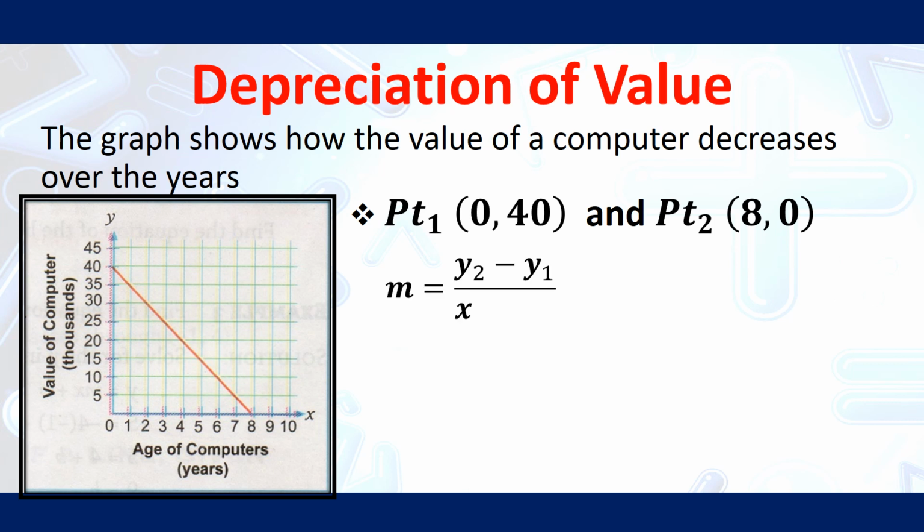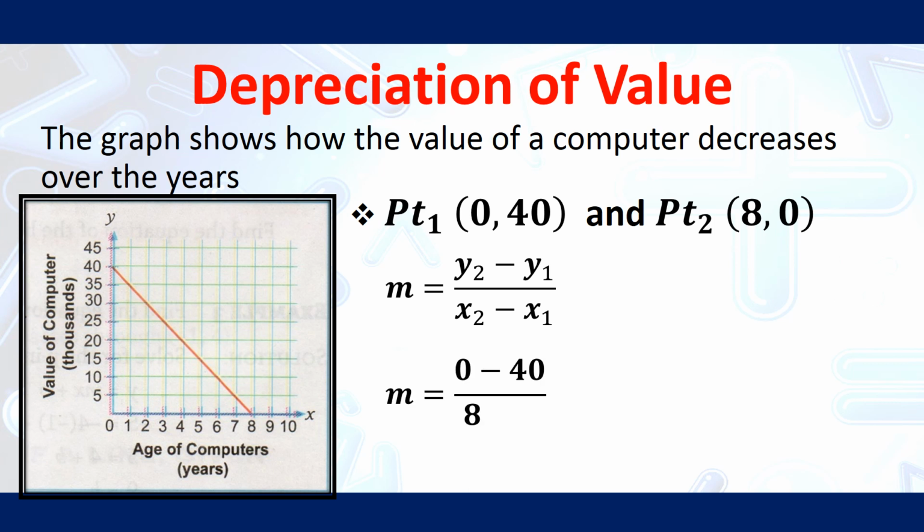So again, we will substitute in the formula m is equal to y sub 2 minus y sub 1 over x sub 2 minus x sub 1. X sub 1 is equal to 0 and y sub 1 is equal to 40. X sub 2 is equal to 8 and y sub 2 is equal to 0.